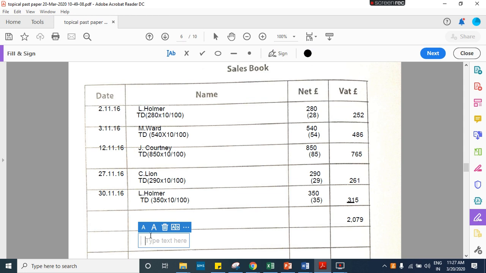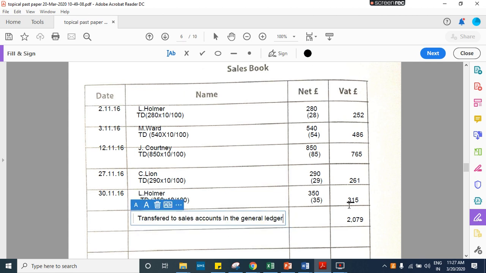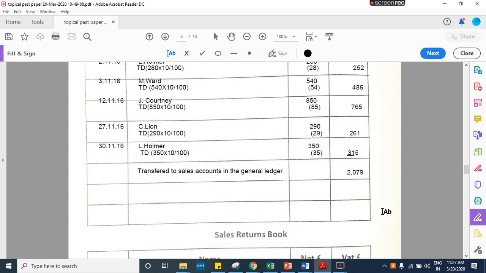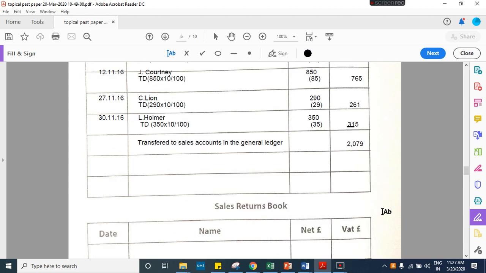Where are we going to transfer this? Transferred to the sales account in the sales ledger. Sorry, in the general ledger. This total, 2079. Now we are done with the sales day book, moving into the sales returns day book.